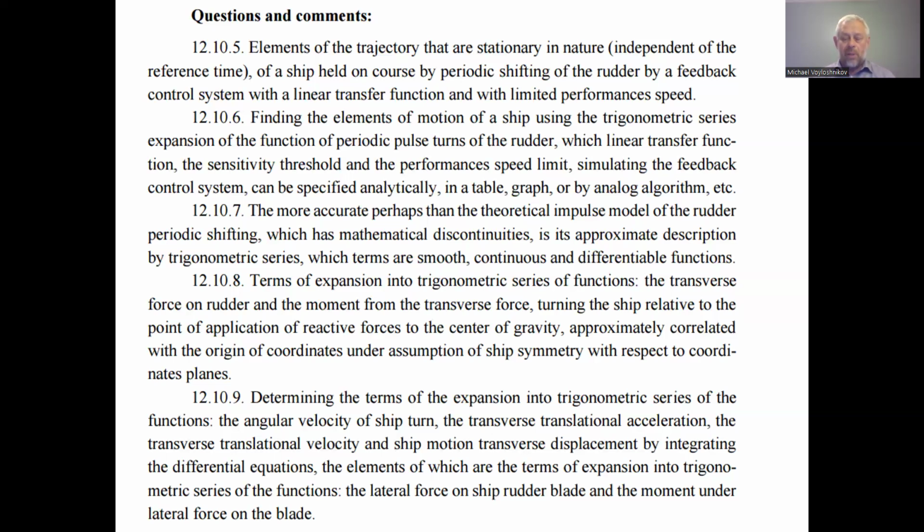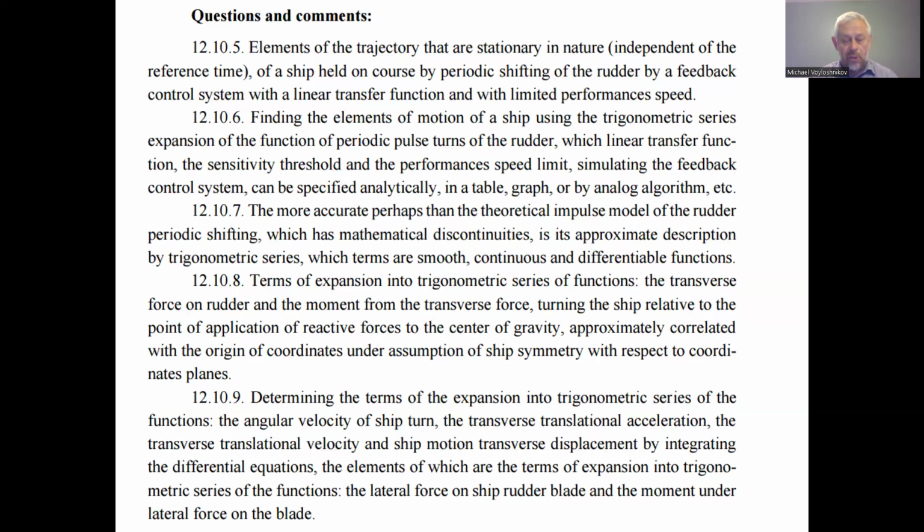dependence, more smooth, as differentiable, and perhaps the theoretical impulse model of the rudder periodic shifting is a less accurate description of the action of the control system than the expansion of the impulse model of rudder periodic shifting into the trigonometric series. The expansion could be a more precise description of the action of the controls.